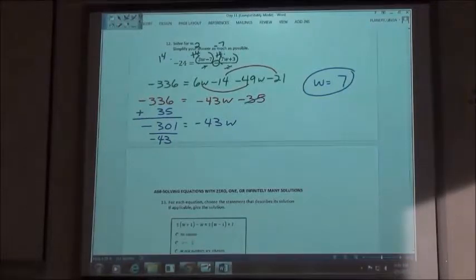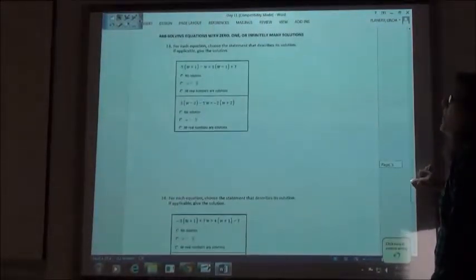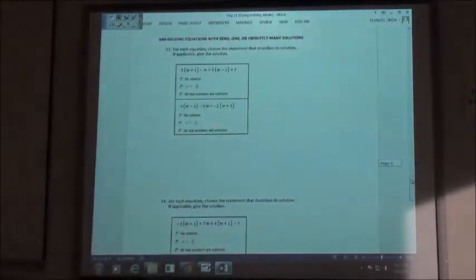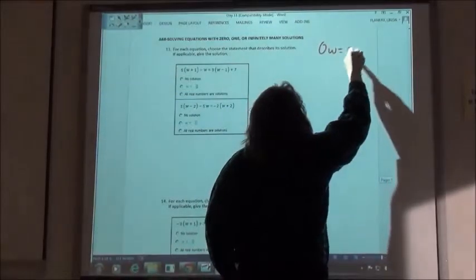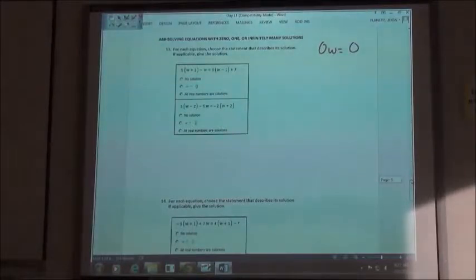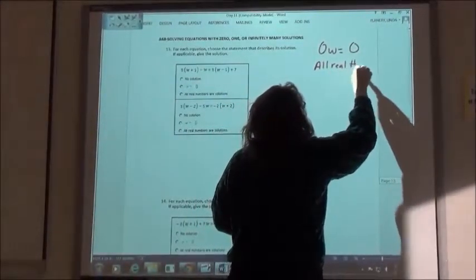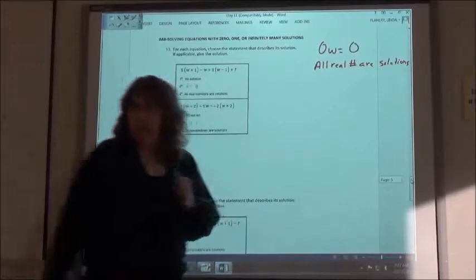All right. Last 3 on this page. More solving. So it says solving equations with 0, 1, or infinitely many solutions. These are the ones where you don't always get W equals a number. Sometimes you get 0W equals something. If we get 0W equals 0, 0 times every number in the world is always 0, right? Yep. 0 times 1 is 0, 0 times 5 is 0. That's when we pick all real numbers are solutions, because I could put any number in and have that be a true statement.